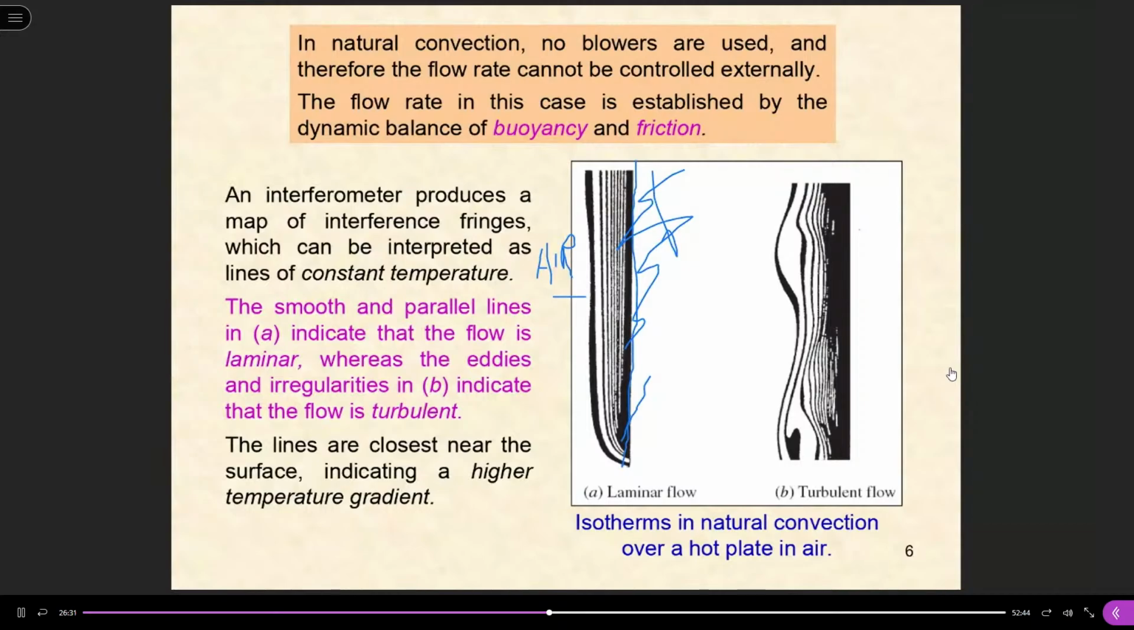At this point, maybe during the break, I'll show you some visualized flow with natural convection.